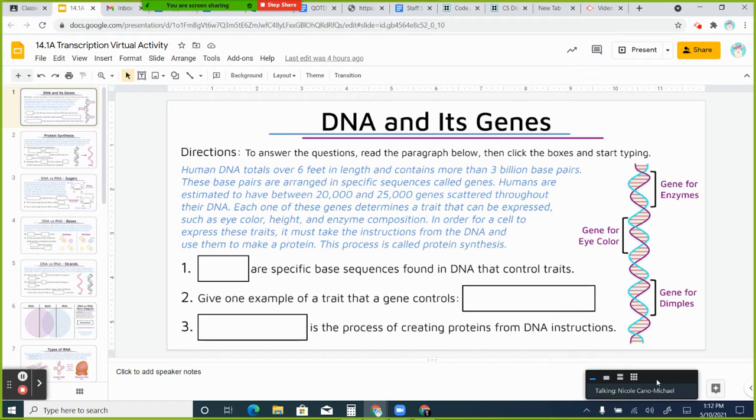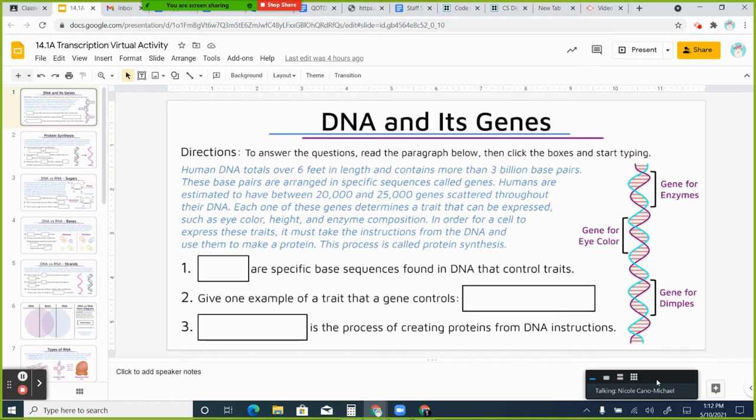Human DNA totals over 6 feet in length and contains more than 3 billion base pairs. These base pairs are arranged in specific sequences called genes. Humans are estimated to have between 20,000 and 25,000 genes scattered throughout their DNA. Each one of these genes determines a trait that can be expressed, such as eye color, height, and enzyme composition. In order for a cell to express these traits, it must take the instructions from the DNA and use them to make a protein. This process is called protein synthesis.